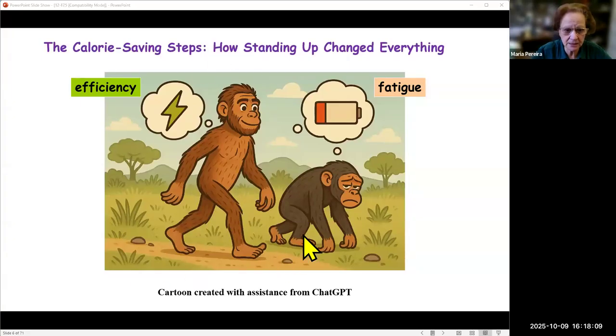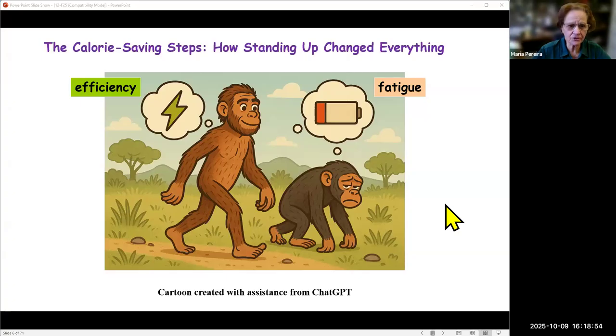So, by the way, I created this cartoon on ChatGPT. I gave them the idea, so I make a cartoon to show that bipeds are more efficient than quadrupeds, and this is what it came up with. I think it's pretty cool. So the calorie saving steps, how standing up changed everything. It's a very interesting hypothesis. It's more than a hypothesis, and this is based on an article published by PBS, which is a very good journal. And it's a Scientific American article also, if you are interested.